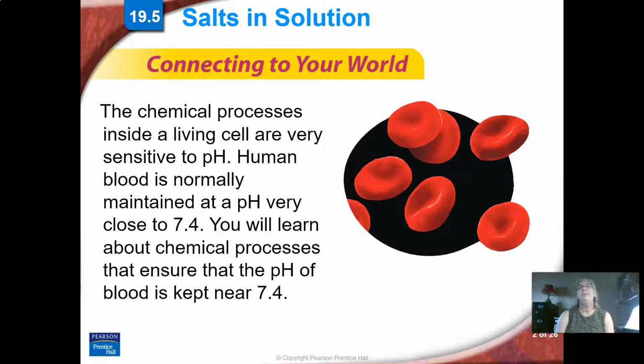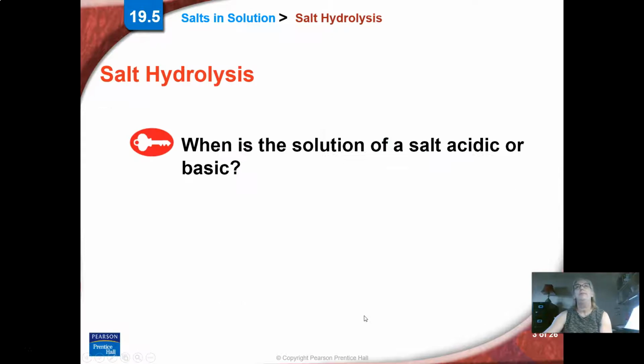In our blood, we have something called a buffer. It keeps the blood at a stable pH when acids or bases are added to our blood. Our blood system buffers to really close to 7.4 so that everything will be healthy in our body. So we're going to talk about buffers and how they work in our body.